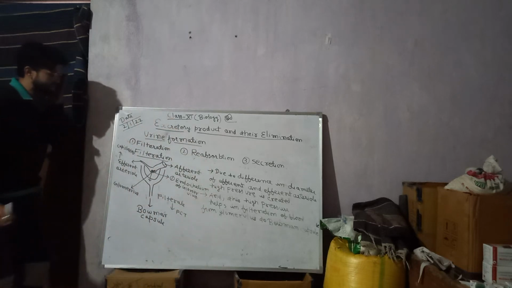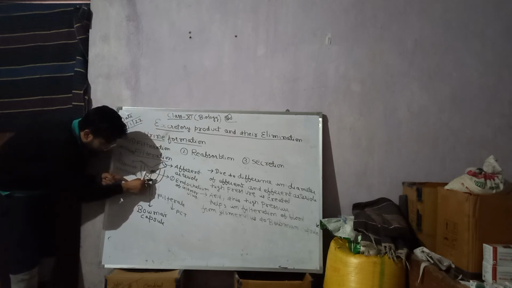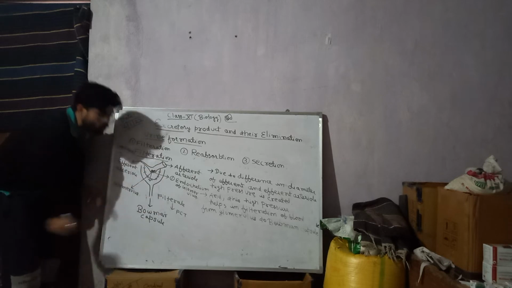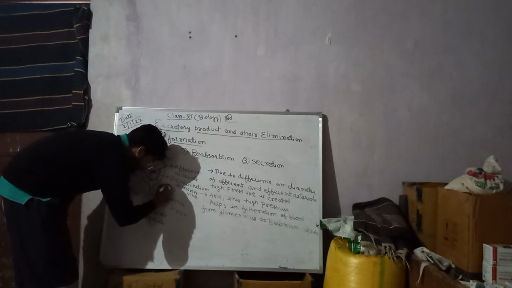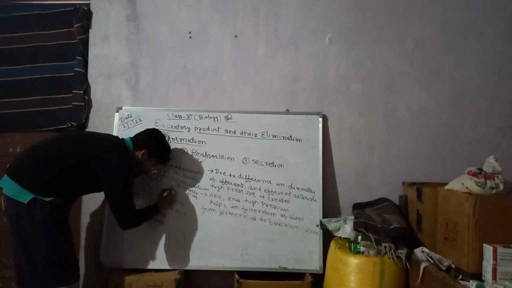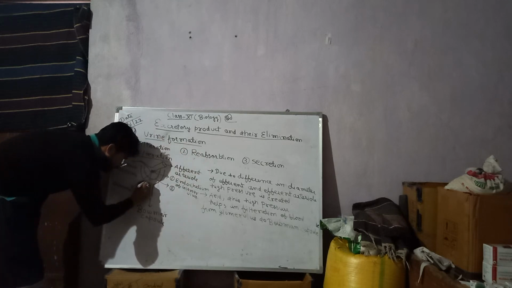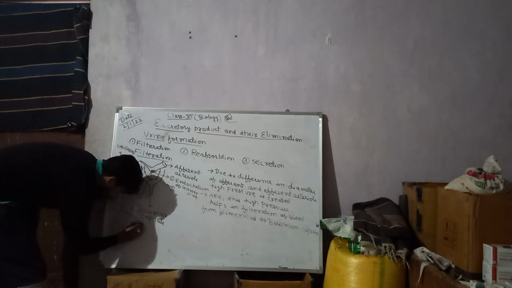Now, my dear students, the second layer: you observe that in the case of the Bowman's capsule, this is the epithelium of the Bowman's capsule, and this epithelium forms the second layer, and this is known as the epithelium of Bowman's capsule. I am writing filtrate here so that there will be no confusion. Filtrate, and then this filtrate goes to the PCT.